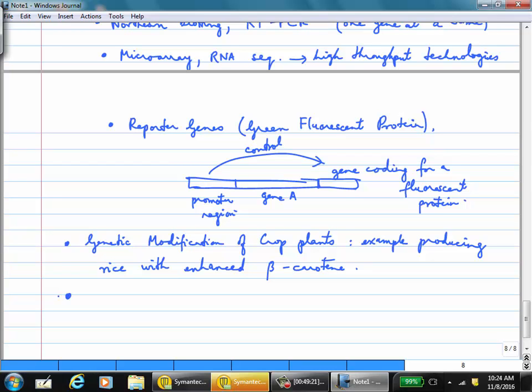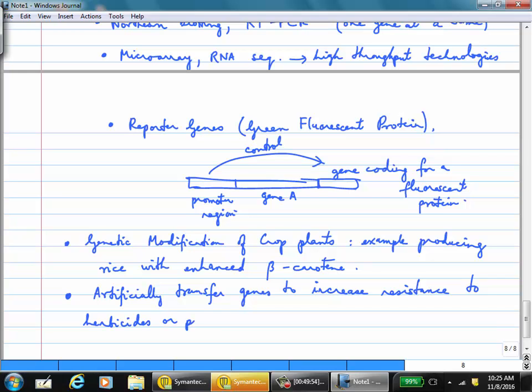Then in addition, using these genetic engineering methods, you can artificially transfer genes to increase resistance to herbicides or plant pests, or provide enhanced nutrition, which is what I mentioned about the case of the rice.